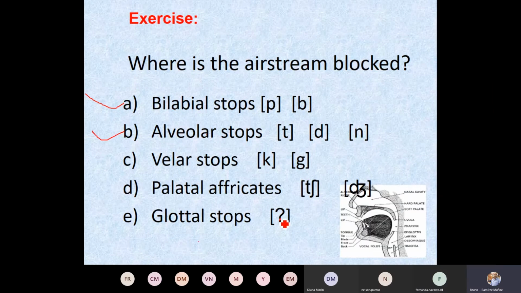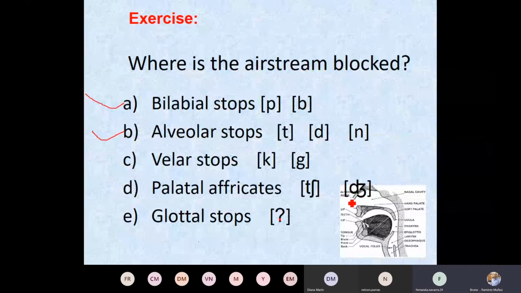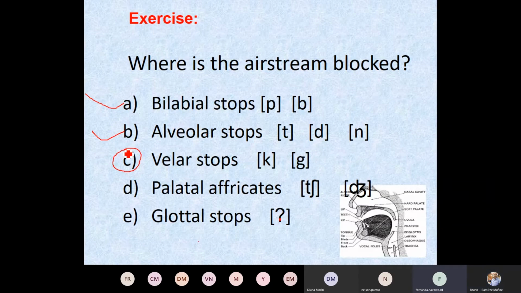In the C, the tongue is in the soft palate, velar, soft. Perfect. Exactly. Exactly. The back of the tongue is against the soft palate or velum. Excellent. Good answer. What about D? Anyone? Anyone interested?